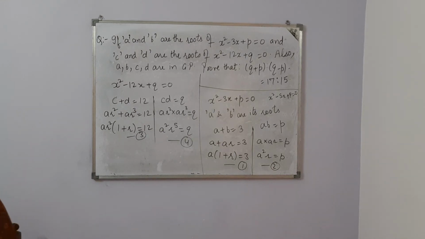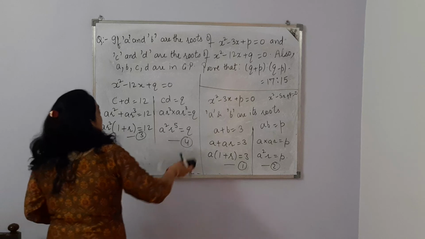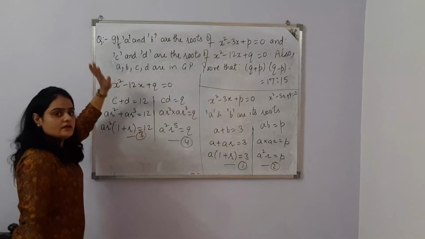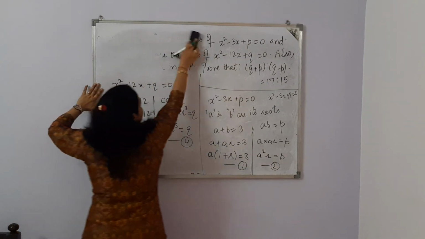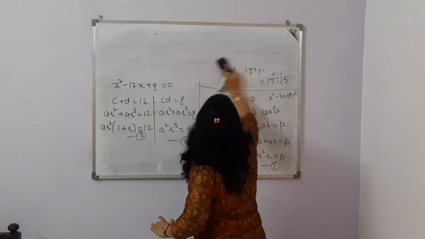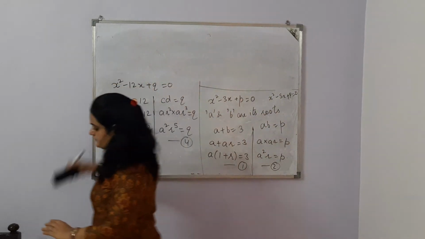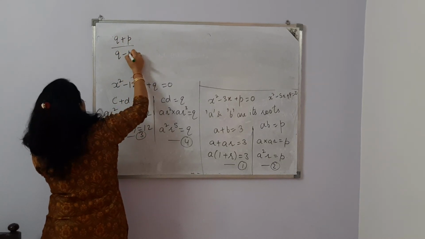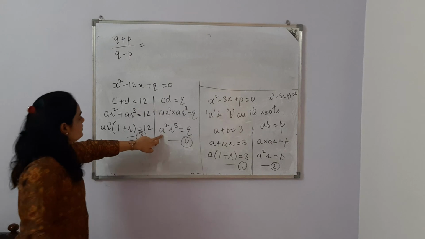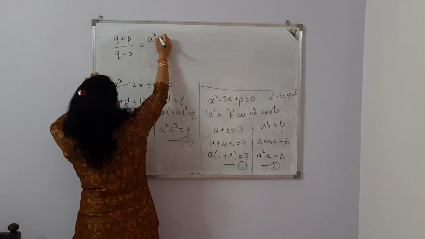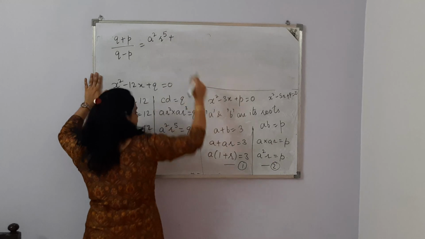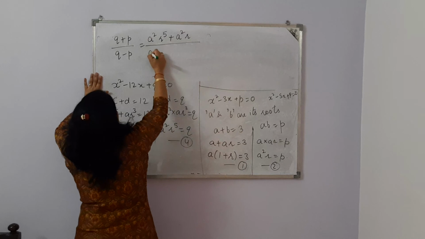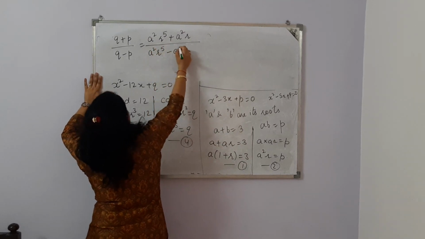Now, we need to find this ratio, Q plus P, ratio Q minus P. I am erasing this statement. We need Q plus P upon Q minus P. What is Q? It is A square R raised to power 5, plus P, A square R. Now, A square R raised to power 5 minus A square R.